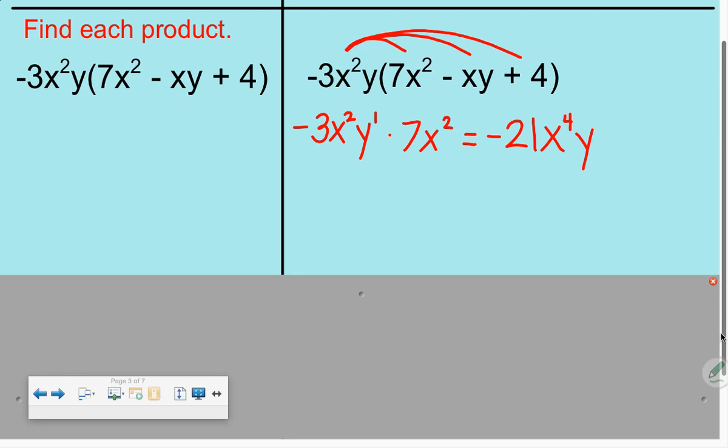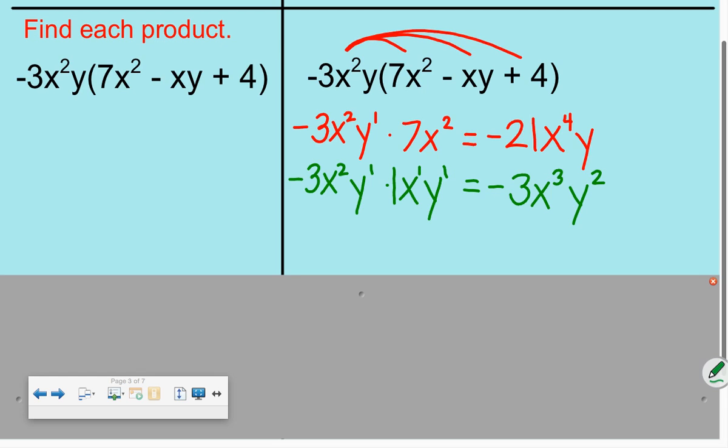y. Then I have negative 3x squared y, make it to the 1st, times xy. And neither of those have exponents, so I'm going to put 1's by them. So negative 3, there's no coefficient here. You could put a 1. Negative 3 times 1 is negative 3. Then you have 1, 2, 3 x's and 1, 2 y's. So negative 3x to the 3rd y squared.